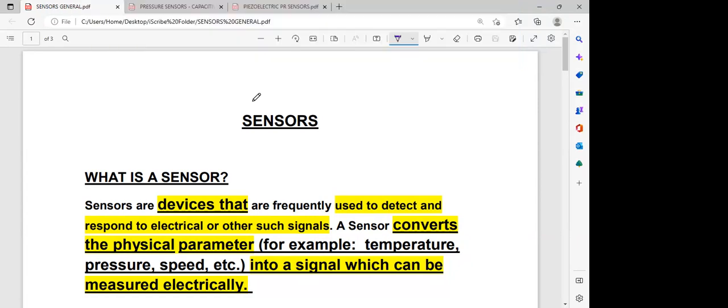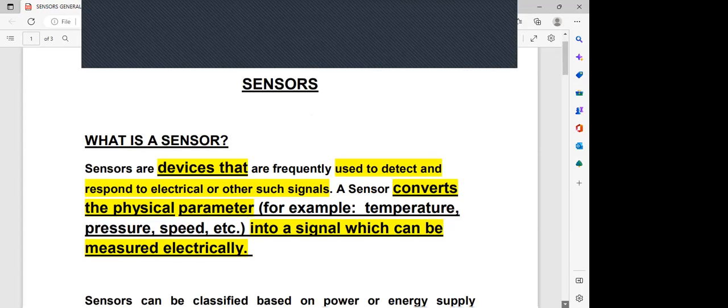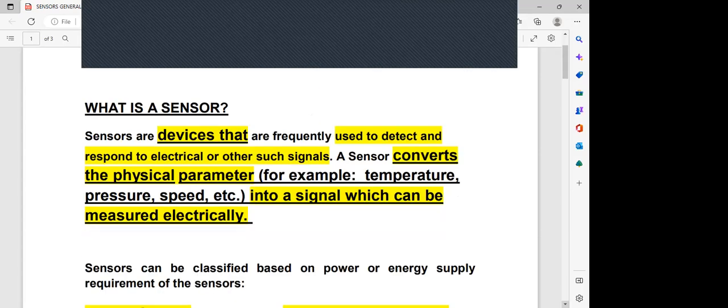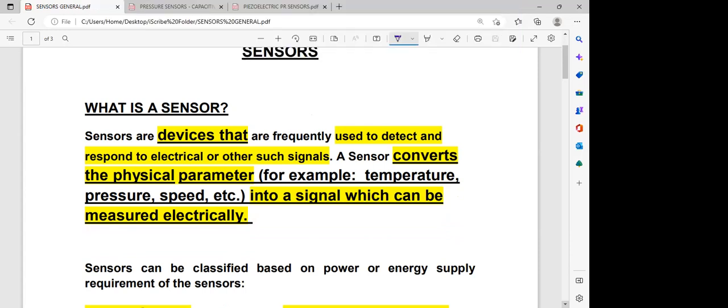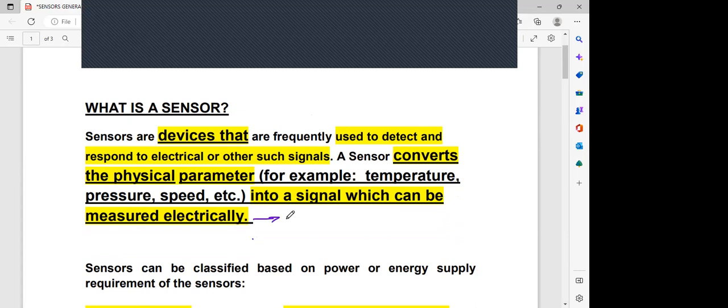Right. So sensors. The question is, what is a sensor? They are devices that are used to detect and respond to electrical or other signals, converting a physical parameter into an electrical signal that can be measured and displayed at a remote position. So over here, you can add that particular thing, displayed at a remote position.